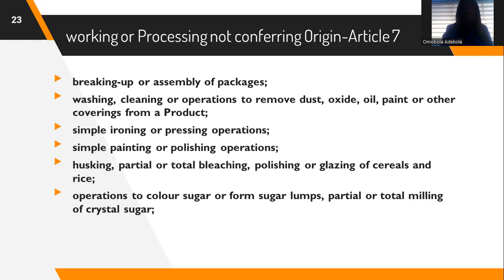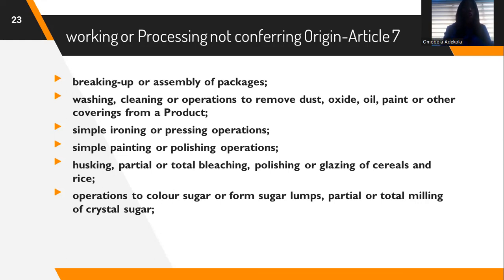Simple painting or polishing operations will also not qualify for preferential treatment. The same goes for husking, partial or total bleaching, polishing or glazing of cereals and rice. If you deal in this sort of operation, such as husking rice, glazing, or total bleaching of cereals or rice, or maybe this is just part of your business line, this does not confer origin on your product.